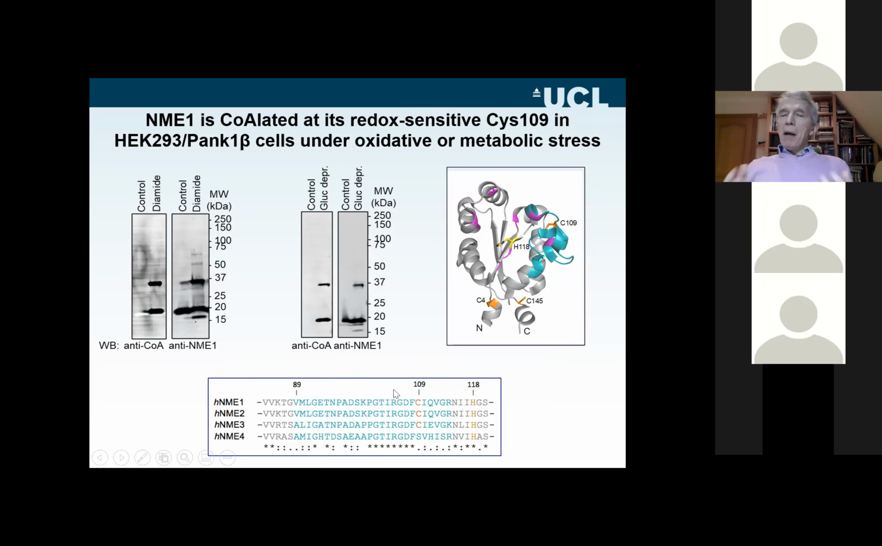It is a monomer, and when it is oxidized, it would form the dimer. We were interested to map the site of CoAlation, and by mass spectrometry, we found that cysteine 109 is CoAlated, and it is located in very close vicinity to histidine 118. And this histidine is a catalytic histidine which moves the phosphate, the gamma phosphate of ATP, to the diphosphate nucleosides. And you can see here on this schematic diagram, this is the catalytic histidine, and cysteine 109 is located in a very close distance.